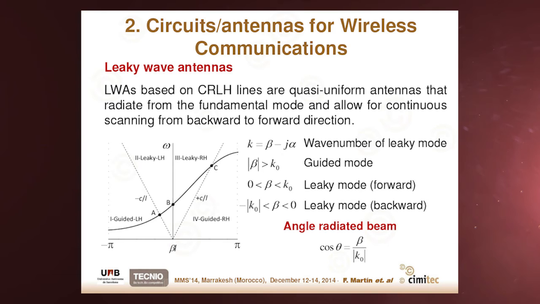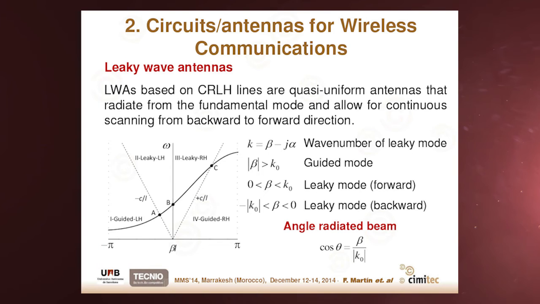Okay. Now, another possibility already raised by my colleague Christoph Kaloth is the possibility of using this composite right-handed structure for the implementation of leaky-wave antennas. So these leaky-wave antennas, based on composite right-handed lines, are quasi-uniform antennas that radiate from the fundamental mode, which is important, and allow for continuous scanning from backward to forward direction. Okay, so this is again the dispersion diagram of a typical composite right-handed line.